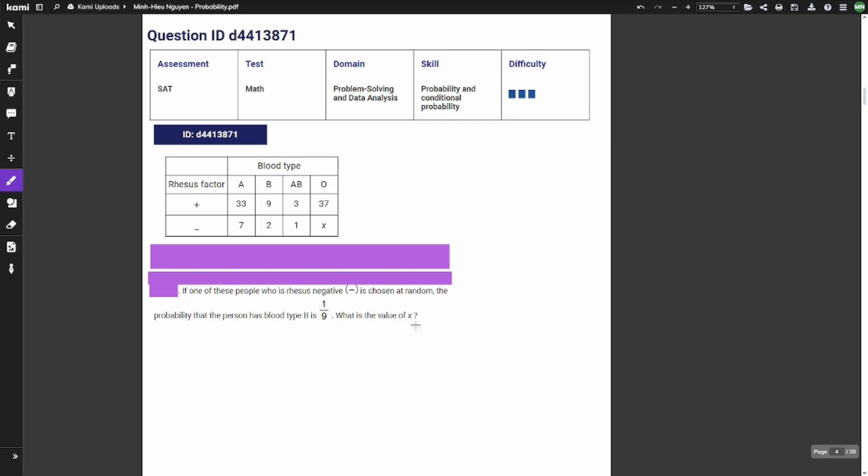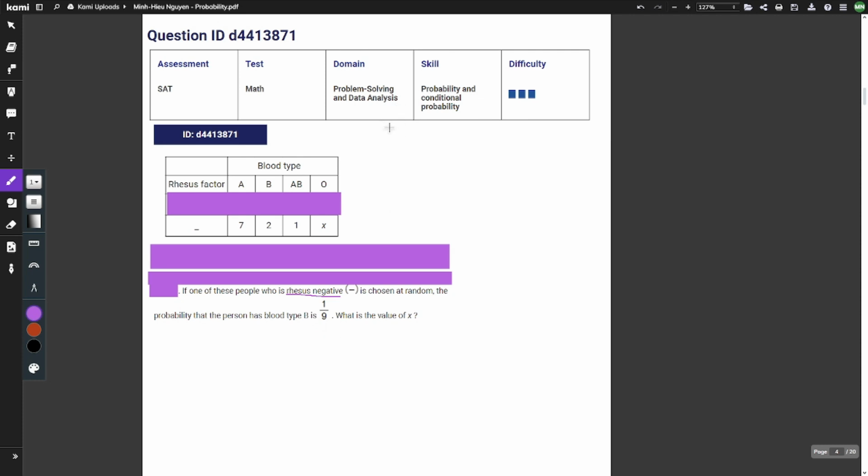Alright, so they just gave you a whole bunch of information, like rhesus negative, and then we have a probability of blood type B, and then we want to find X? Like, what? So let's just take this step by step. First things first, we know that they are rhesus negative, so we only care about this rhesus negative row. We don't care about these positive people. Next, we know that the probability that the person has blood type B is 1 over 9.